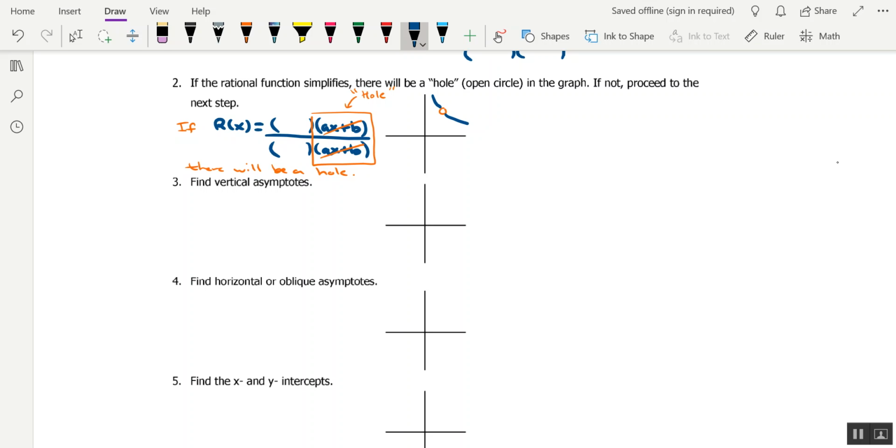And unfortunately, the graphing calculator will not plot a hole as an open circle, so this is usually something that you have to infer using some by hand methods. So that's the second step that we would take when analyzing the graph of a rational function in order to graph it.